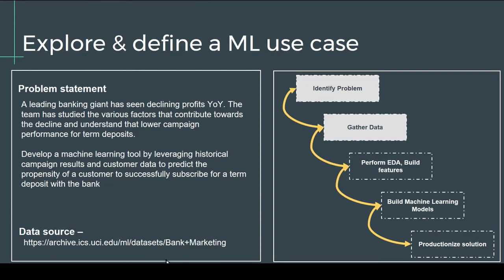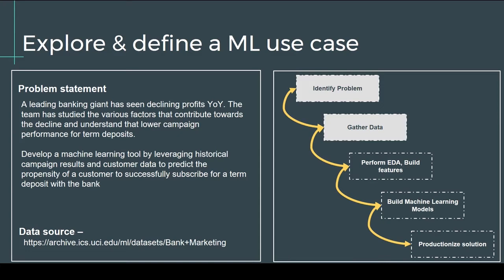Let me just paraphrase. A leading banking giant has seen declining profits. The team has studied various factors that contribute towards the declining profit, and they understand that lower campaign conversion rates for term deposits is the main reason. Your objective would be to develop a machine learning algorithm that will predict the propensity of a customer to subscribe to a term deposit.